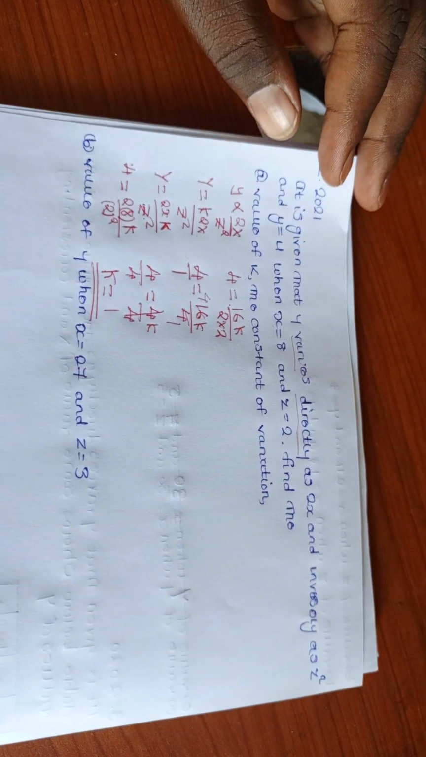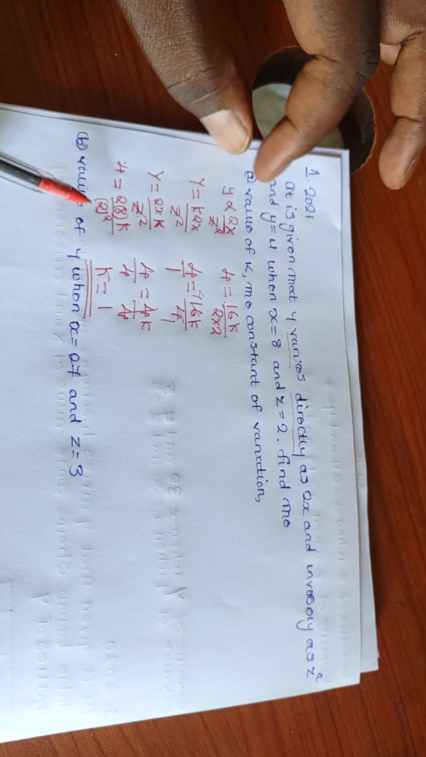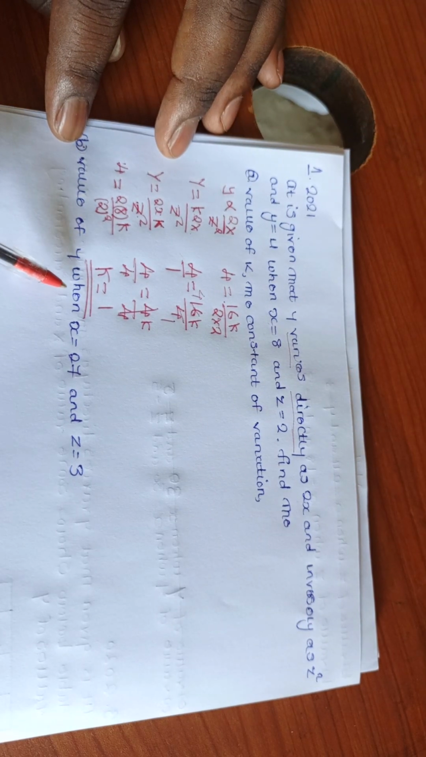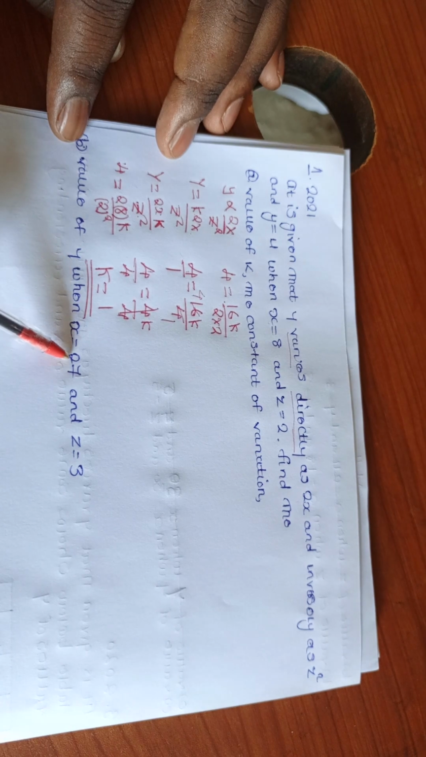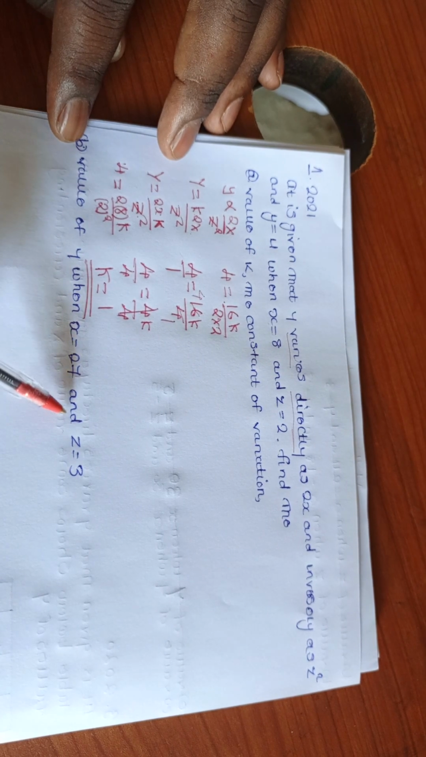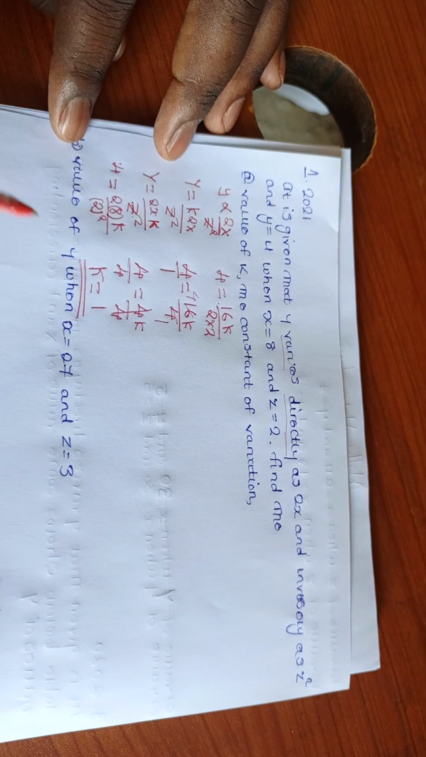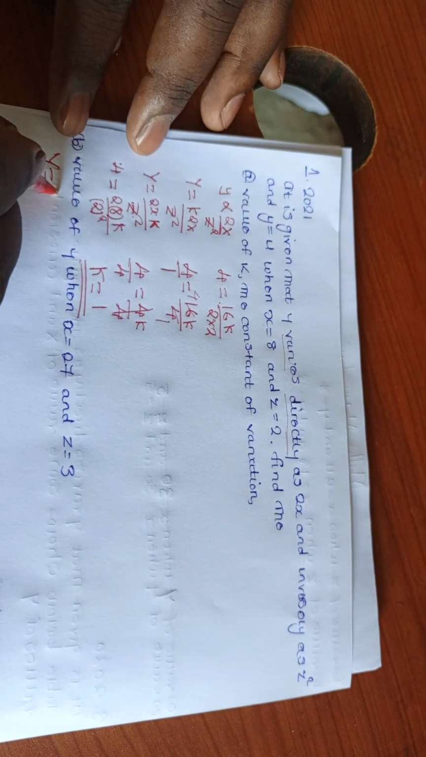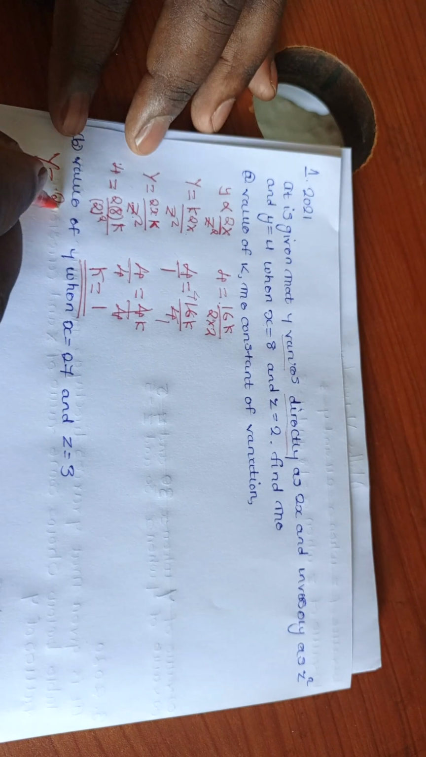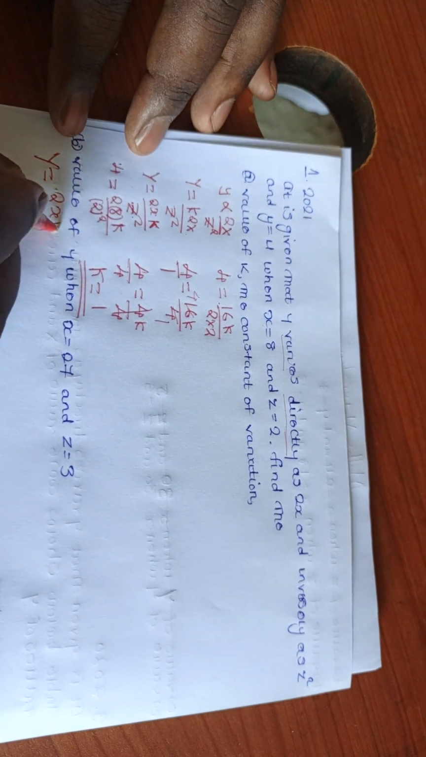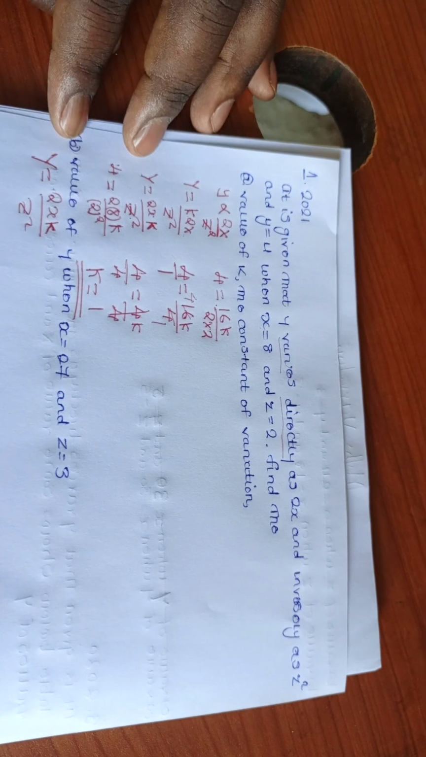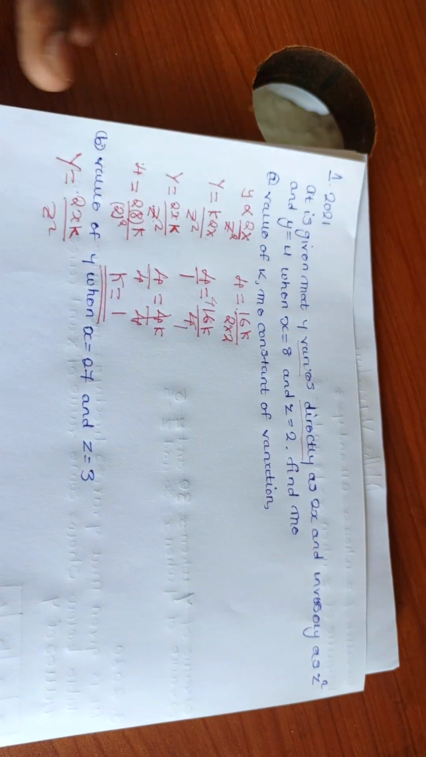Then we go to question number B. Same question, now part B: the value of y when x is equal to 27 and z is equal to 3. So we're going to write the same equation, y is equal to 2xk over z squared. What we'll do is try to simplify the equation.